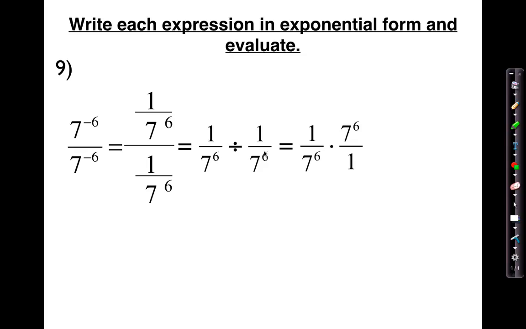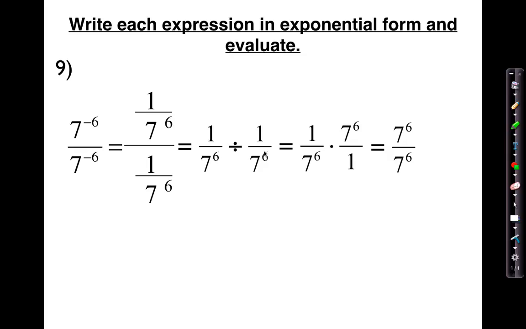Number 9. Here, you could have totally worked it out yourself, or you can know, hey, 7 to the -6 divided by 7 to the -6 is just 1, because anything divided by itself is always 1. But if you had to, hopefully you rewrote it as 1 over 7 to the 6 divided by 1 over 7 to the 6, which you would then translate to 1 over 7 to the 6 times the reciprocal, 7 to the 6 over 7 to the 6.